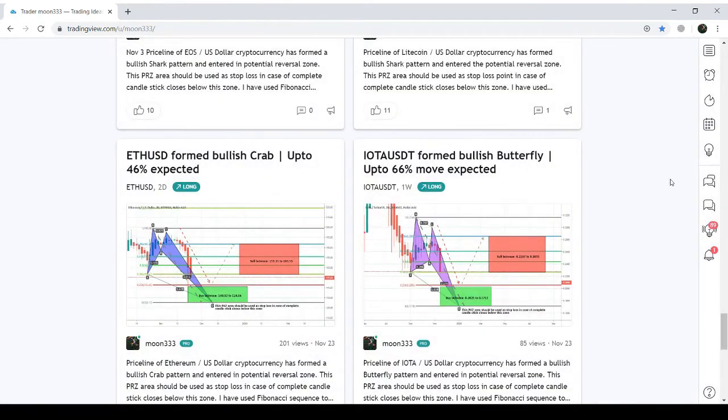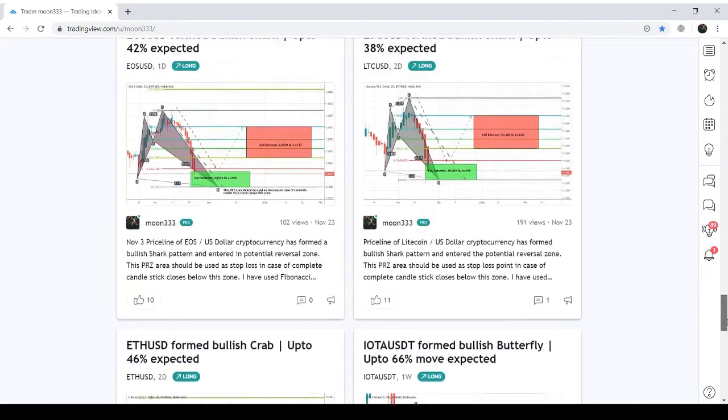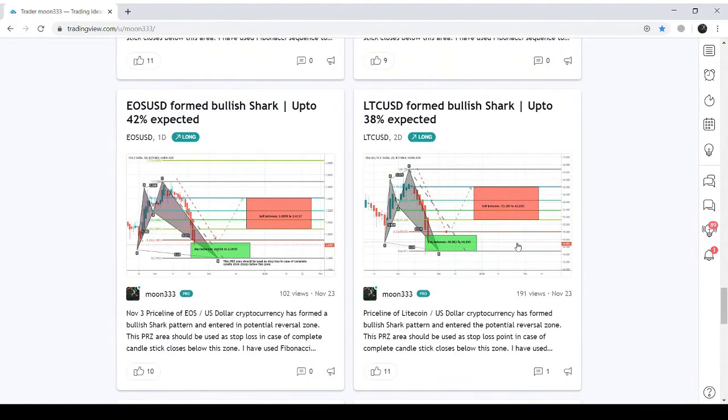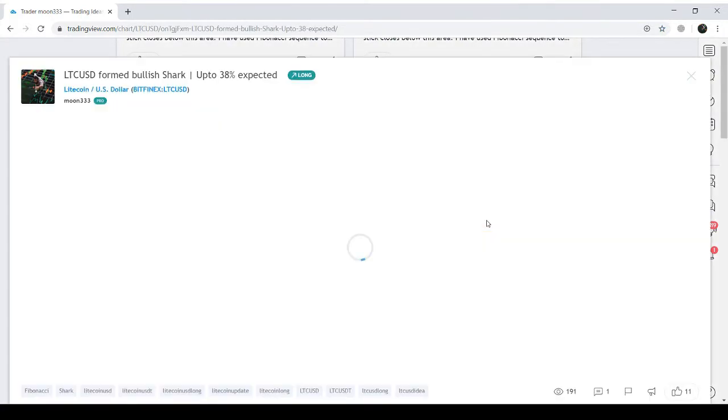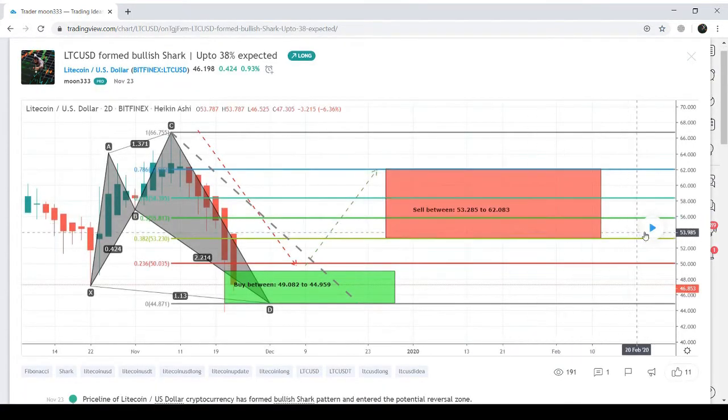Our next cryptocurrency, or fifth cryptocurrency, is Litecoin with US dollar, and here we can see the price action has formed a bullish shark pattern and entered in this potential reversal zone.